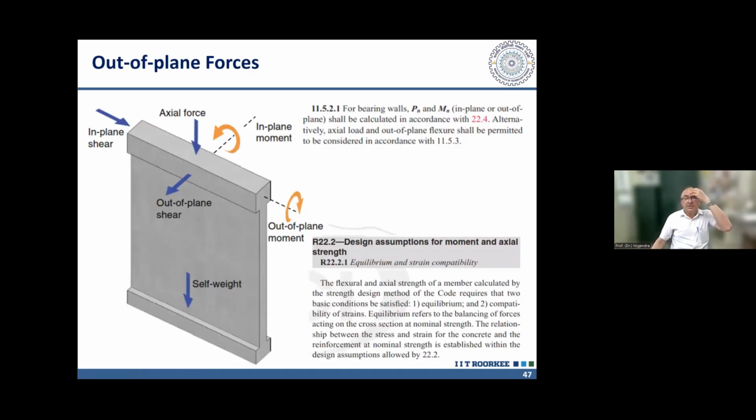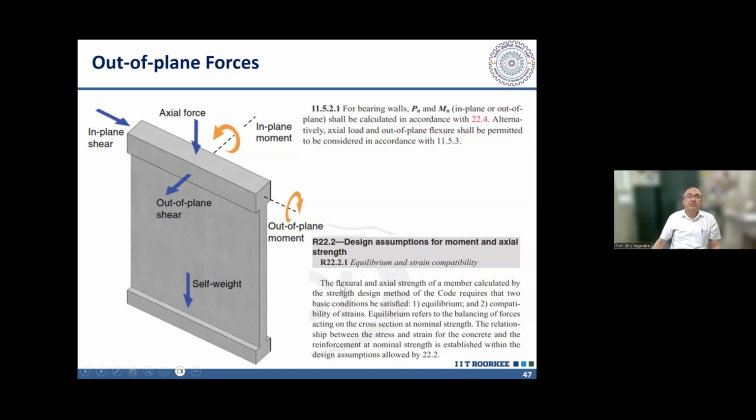Then there is an issue regarding out-of-plane bending. There is a lot of confusion in the design fraternity whether we should consider out-of-plane bending in the shear walls or not. So shear walls will also be subjected to out-of-plane bending, especially when these are connecting the out-of-plane beams. Beams are connecting at top and bottom. So due to that, significant out-of-plane moments can develop.